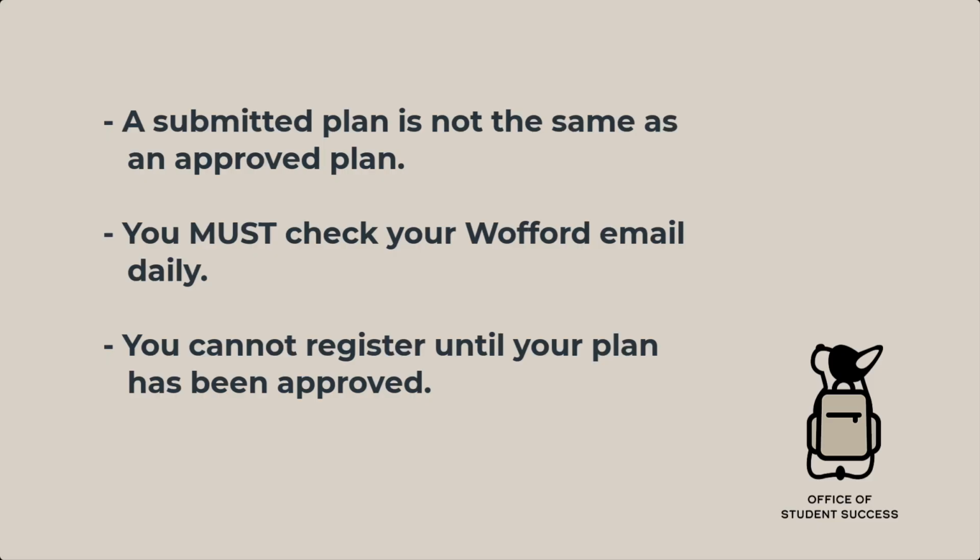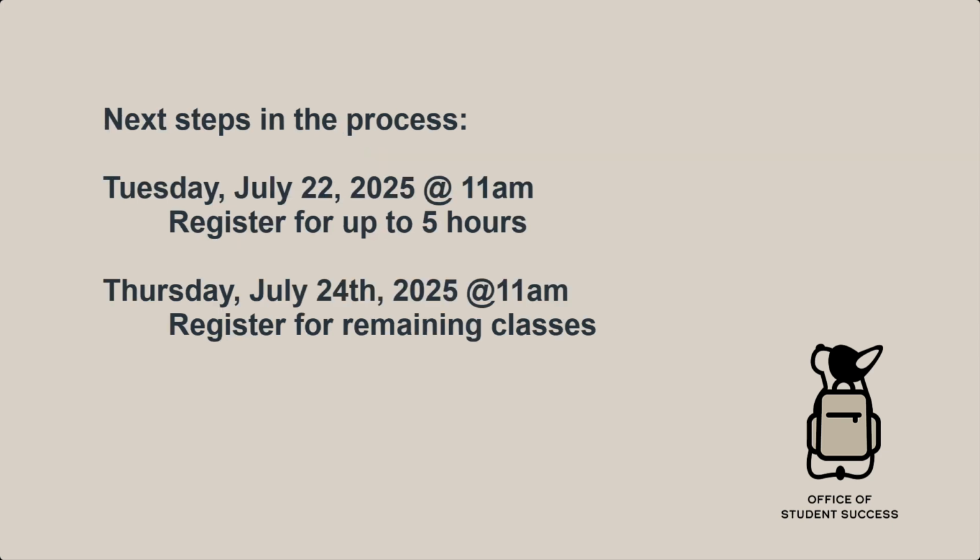We are almost done, but there are just a few things you need to remember when you reach this stage. Your advising plan has been submitted, but it has not been approved. You must check your Wofford email daily to see if the advising team has asked you to make any adjustments to your plan before they can release your advising hold. You cannot register in either phase of registration unless your advising hold has been released. What comes next? After you have an email confirmation that your plan has been approved, your next step is to register for up to 5 hours on July 22nd, 2025 at 11 a.m. Eastern Time. 2 days later, you'll register for the remainder of your courses on Thursday, July 24th at 11 a.m.